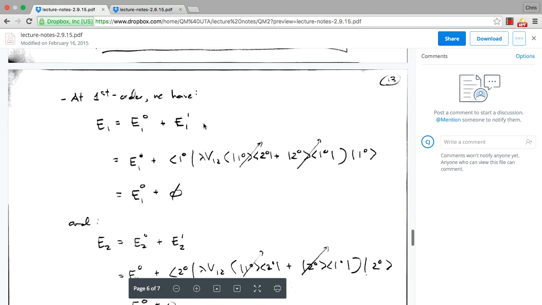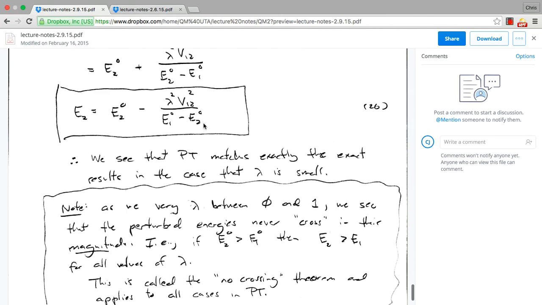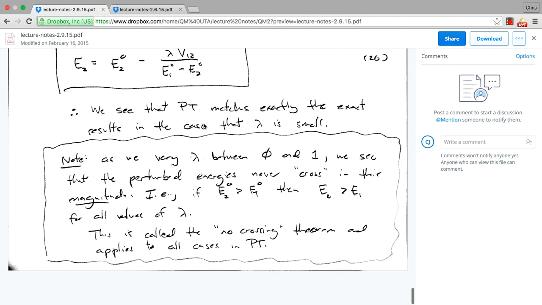And this is a general result of perturbation theory, or anytime you have these types of problems where you introduce some non-diagonal terms, that you see that the perturbations never cause the energies to cross. In other words, I would never have the case where E1 would get smaller and E2 would get bigger, and then at some point E2 would be greater than E1. You would never see that. And it's actually a famous theorem. It's called the no crossing theorem, and it turns out to apply to all cases in perturbation theory.